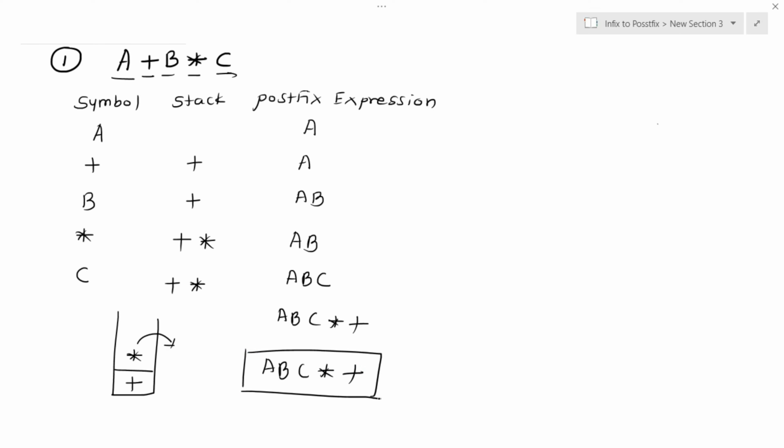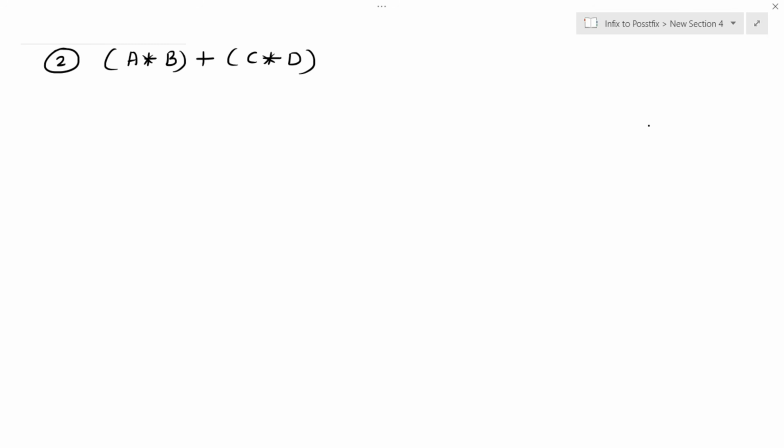So this is the conversion of infix to postfix expression. Now let's see another example. Again, the example is given. Left parenthesis a multiplied by b, then right parenthesis plus, again left parenthesis c multiplied by d, and then right parenthesis. Now make three columns.